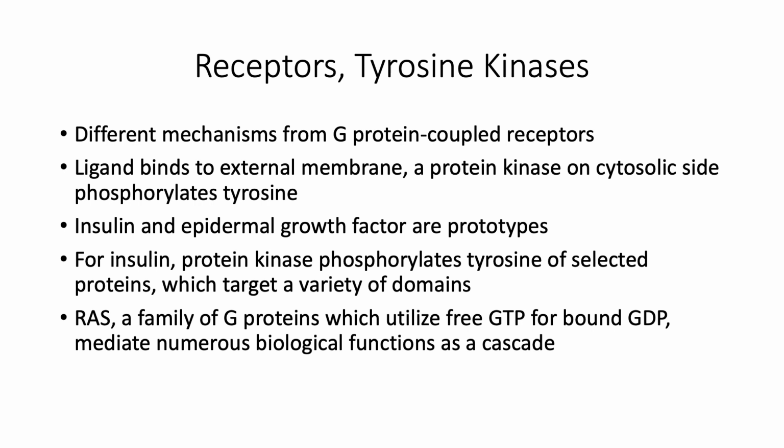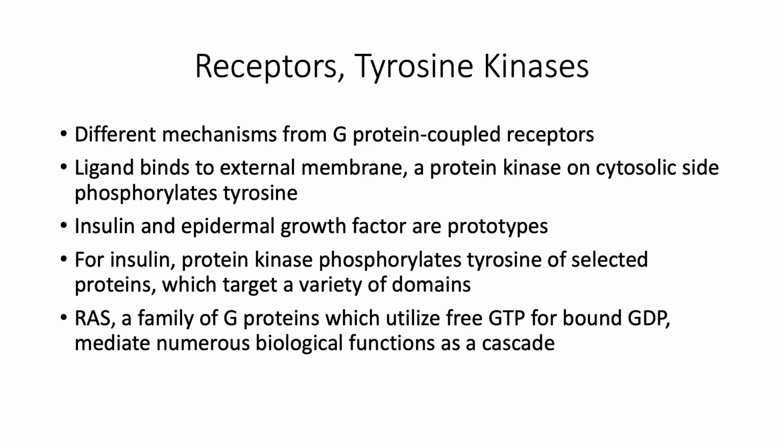tyrosine kinases and receptors. As we discussed, a lot of these receptors are coupled to G protein, which helps mediate the transport of substances and is involved in second messenger production. Well, there's also a different function of G protein, and this is a different mechanism from the G protein coupled receptors. We're talking about tyrosine kinases.